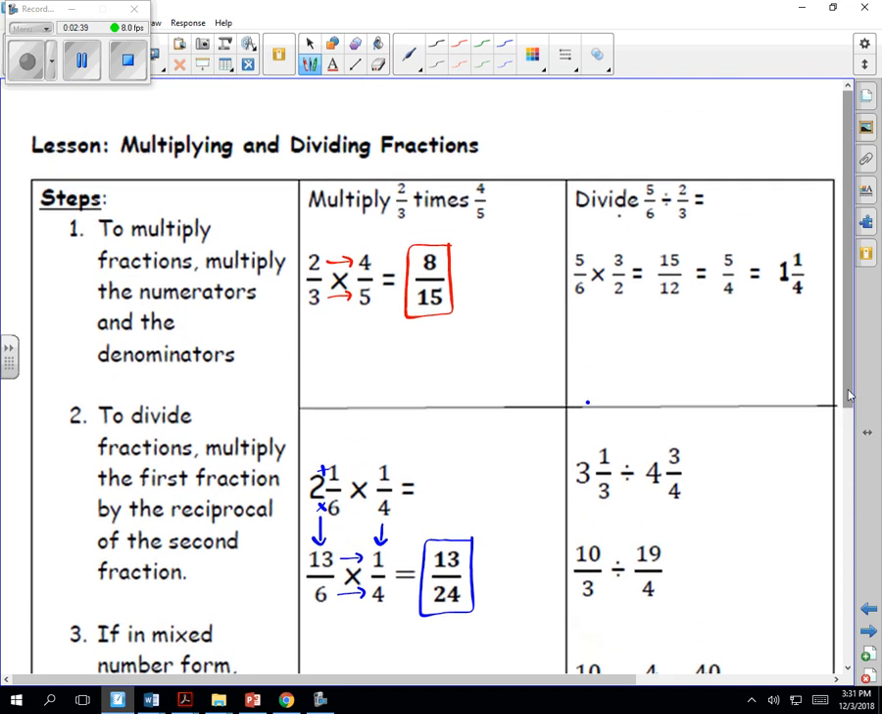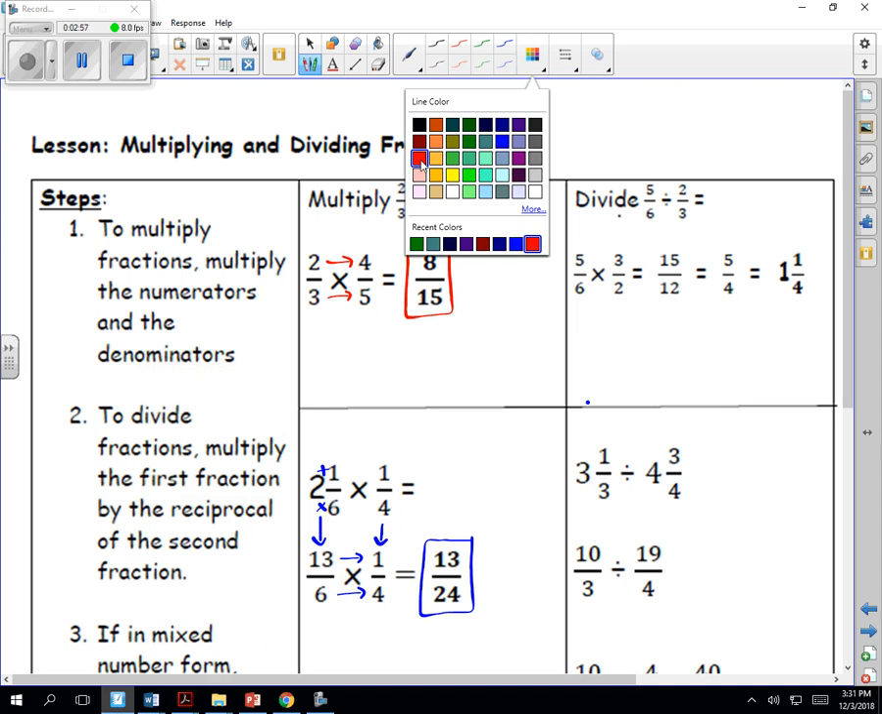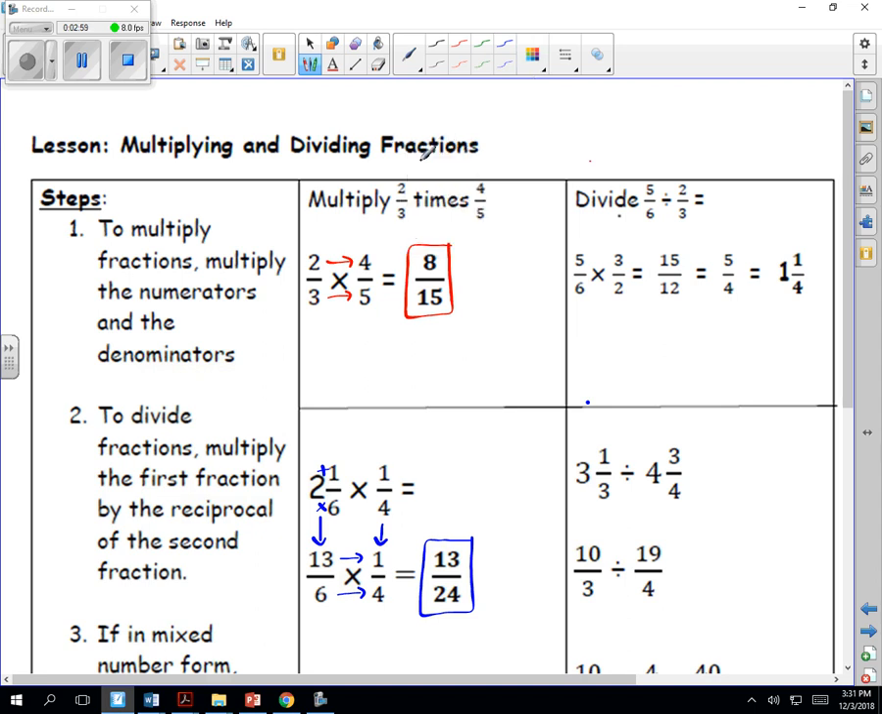For division, we cannot divide fractions as they are written, but because multiplication and division are opposites, we can rewrite a division problem as a multiplication problem. And we do that by taking the reciprocal. A way of remembering this would be the phrase, keep, switch, and flip.